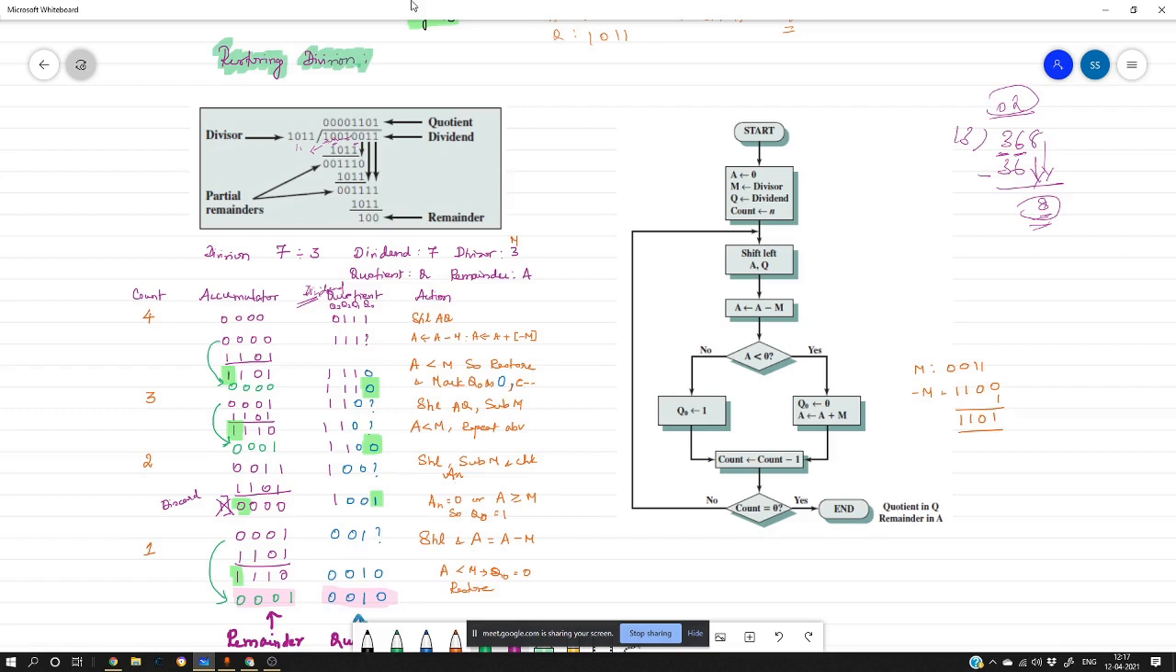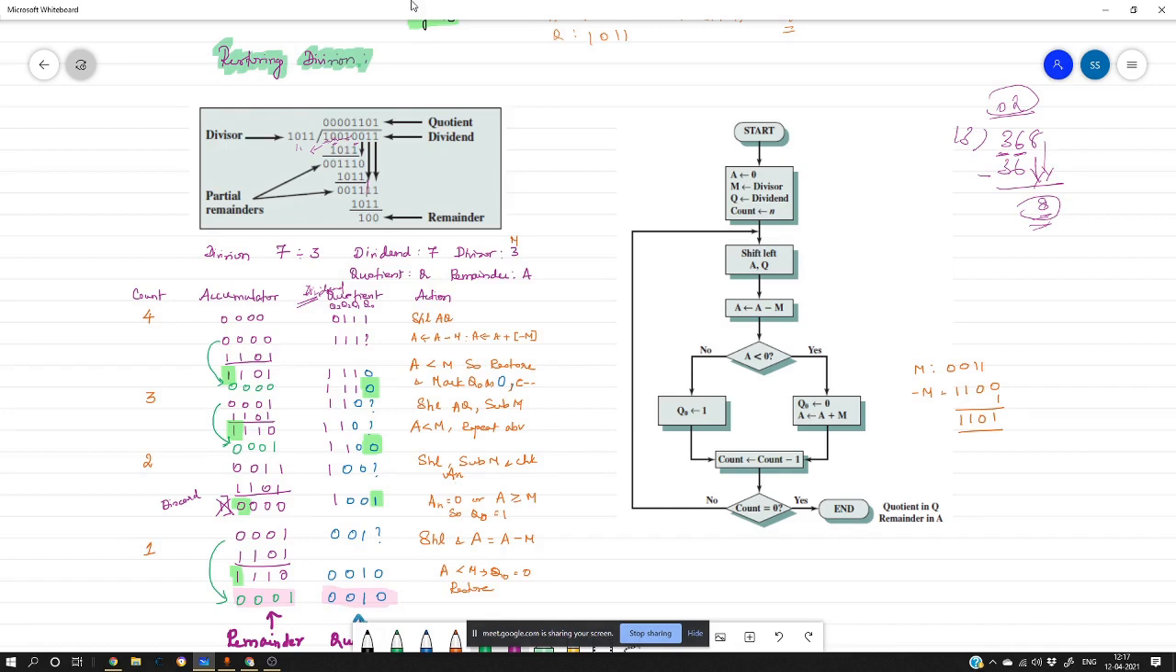You do subtraction and the subtraction result will be 111, and you pull the next 0 down. And now again compare the values. If the value is greater, you put 1 here and subtract. So you get 0011. The value here is not greater than the divisor. So in that case, you mark a 0 here in quotient and pull the next number.